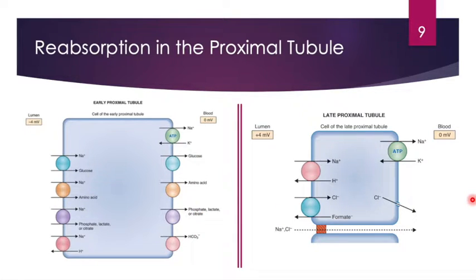When the filtrate reaches the late proximal tubule, all the filtered glucose and amino acids have been reabsorbed into the blood. So the tubular fluid leaving the early proximal tubule contains a high level of chloride. So the late proximal tubule reabsorbs mainly sodium and chloride. Sodium is reabsorbed via sodium-hydrogen exchanger at the luminal membrane and into the blood via sodium-potassium ATPase. Chloride is reabsorbed into the cell via chloride formate counter-transporter and into the blood via diffusion. Sodium and chloride are also transported via paracellular pathways.